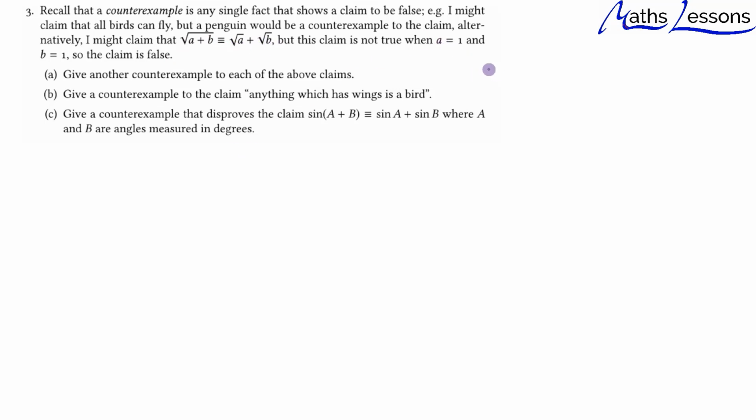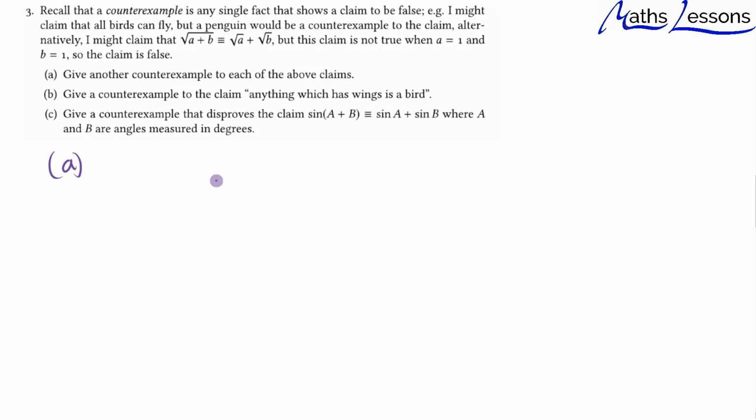this claim is not true when a equals 1 and b equals 1, because a plus b will be 2, and the square root of 2 is not equal to 1 plus 1, because the square root of 1 is 1, and that gives you 2. Square root of 2 does not equal 2. Now part A wants us to give another counterexample for each of the above claims.